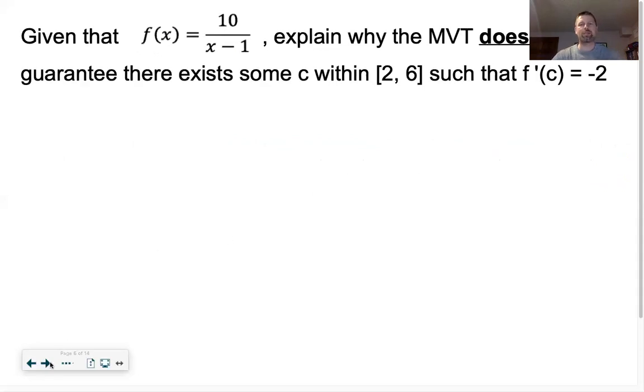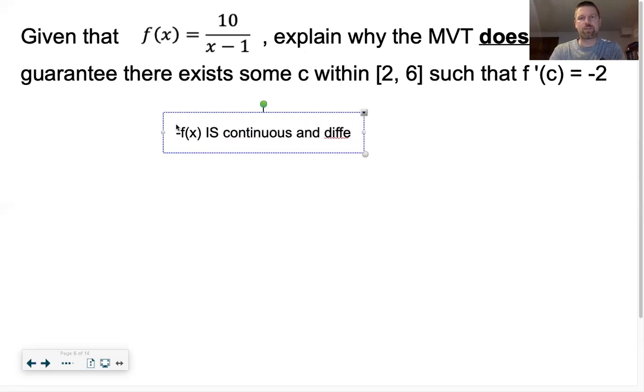Next one, exact same type of question, but this time it does apply. It does apply because my interval is now from 2 to 6. That problem at 1 is not within that interval, so I'm good to go. However, there are two things I have to check. First is that it's continuous and differentiable, so I'm going to mention that. f of x is continuous and differentiable over the interval 2, 6.